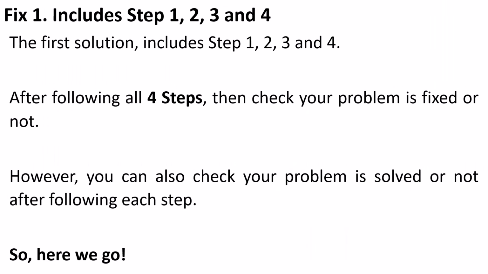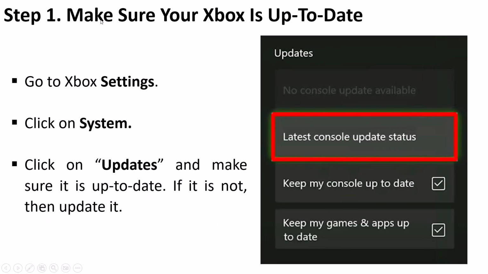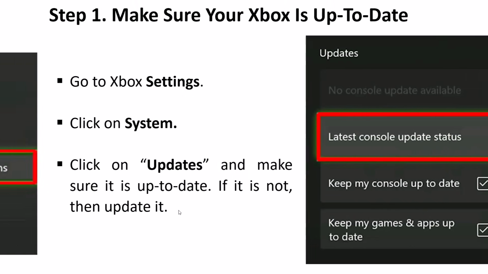Now the first fix includes steps 1, 2, 3 and 4. After following all the 4 steps, you can check if your problem is fixed or not. However, you can also check if your problem is solved after following each step. So here we go. First step is to make sure your Xbox is up to date. Go to Xbox settings, click on system, click on updates and make sure it is up to date. If it is not, then update it.